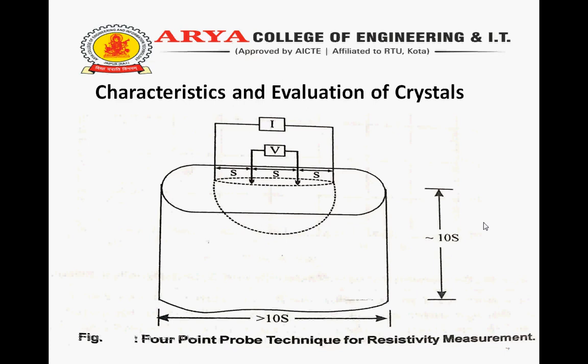Resistivity measurements. Resistivity measurements are made on the flat end of the crystal by the 4-point probe technique. This is shown in figure. Current I is passed through the outer probes and voltage V is measured between the inner probes. The measured resistance V upon I is converted into resistivity by using rho equal to V upon I into 2 pi s, where s equal to probe spacing in centimeter.